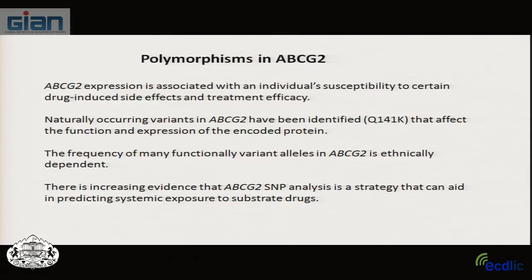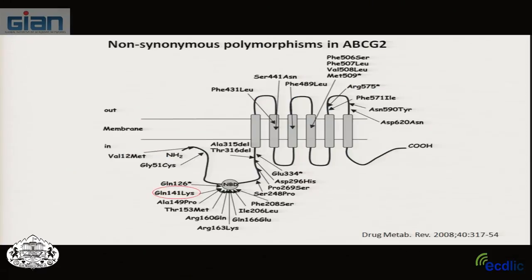Naturally occurring variants have been identified, and one of them is Q141K, which has an effect on the function and expression of the coded protein. The frequency of many functionally variant alleles is ethnically dependent, and we'll look at how the distribution is. There is increasing evidence that ABCG2 SNP analysis is a strategy that can aid in predicting systemic exposure to substrate drugs, especially the bioavailability.